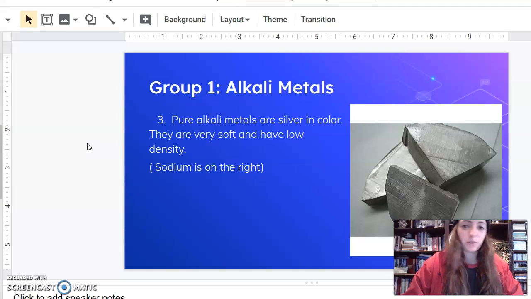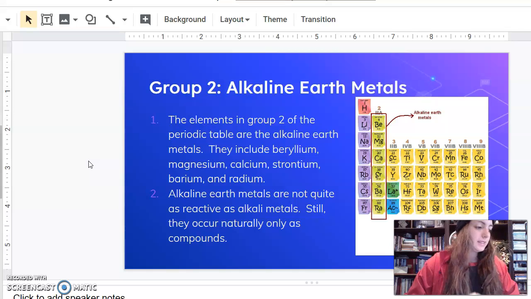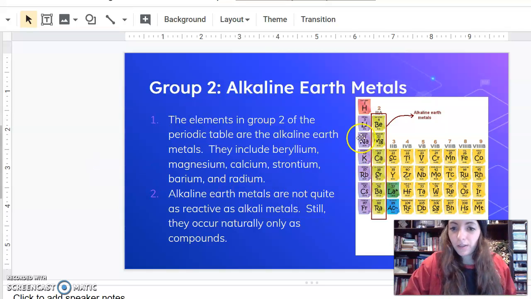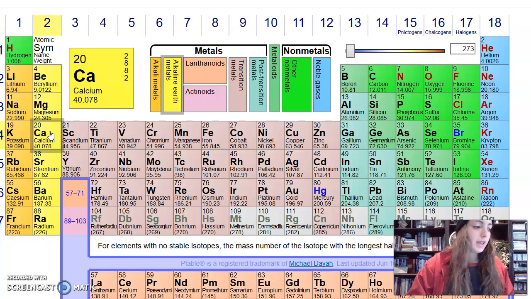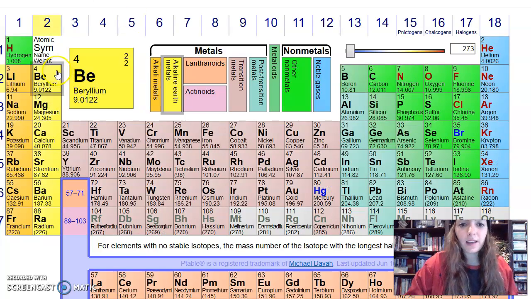Alkaline earth metals, group 2. Okay, so we're talking about group 2 now. And it's asking, what are examples of group 2? So here is our group 2. Go to our periodic table, group 2. So beryllium, magnesium, calcium, those are all different examples. And facts about our alkaline earth metals.